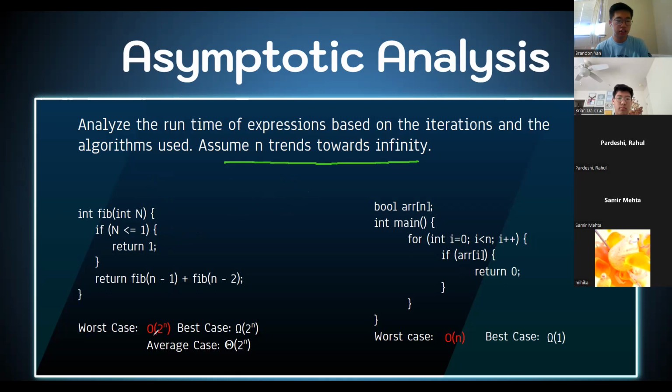Because of this, the worst case and the best case runtime is the same for Fibonacci. And whenever they're the same, there's a theta value that exists. So the average case is theta of 2 to the n for a recursive Fibonacci function.